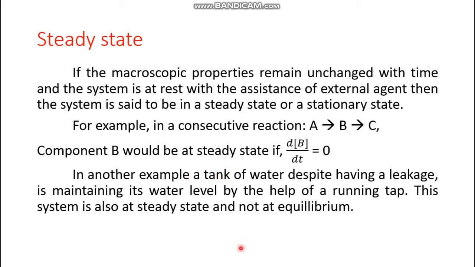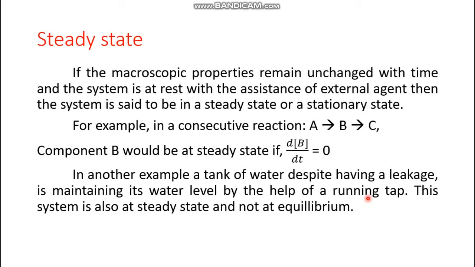Or in another example, suppose you take a tank of water. If there is no leakage, then it is a stable equilibrium. But if there is a leakage and simultaneously you are making up the level of water by a running tap, that means you are applying some external agency to maintain the water level as if it remains the same. In that case also you can say that the water is at steady state.